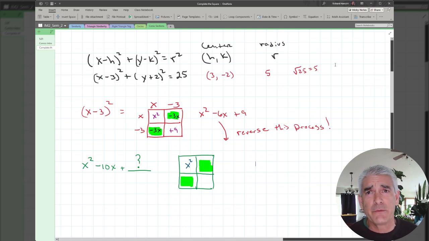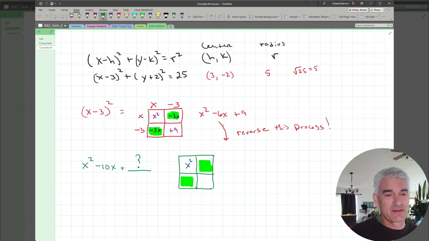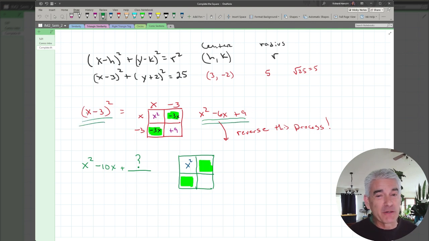All right, so we will be working on completing the square. Completing the square allows you to write something that is, well, kind of like a general quadratic, and then rewrite it as a perfect square, so a binomial that is squared. Really important. It helps us find the locations of centers of conic sections, of vertices of parabolas.